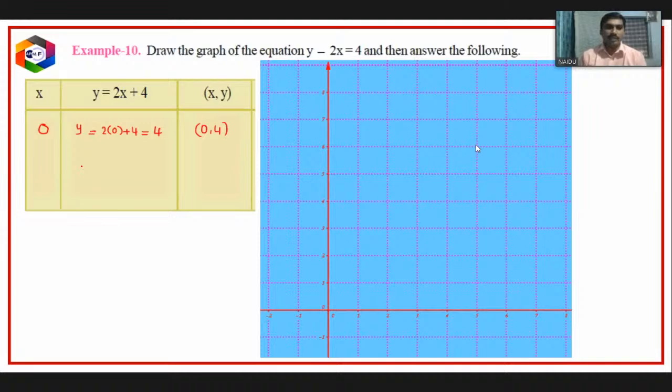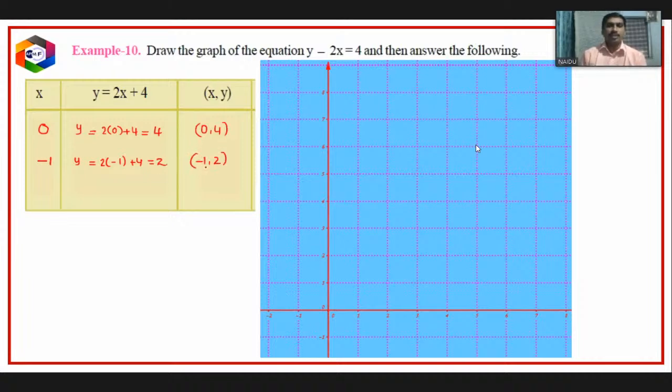Now likewise, this time I'm going to take some negative values also, which will make it easier. So -1 I am taking. You can take y as 0 and find the x value, that is also possible, but I have constructed the table like this so I am taking x as -1. Now substitute in this equation. So 2 into -1 plus 4. 2 into -1 is -2 plus 4. -2 plus 4 is 2. So another solution is (-1, 2).